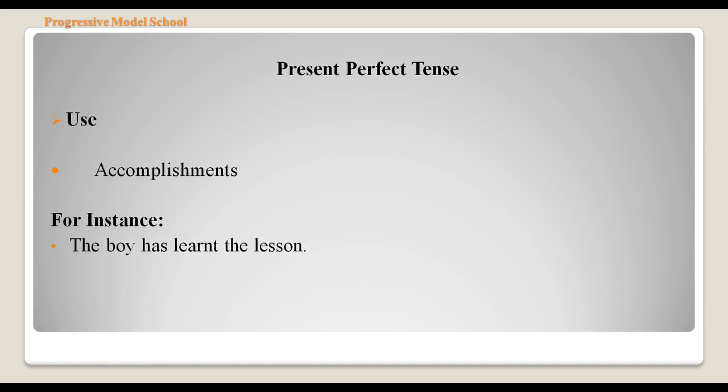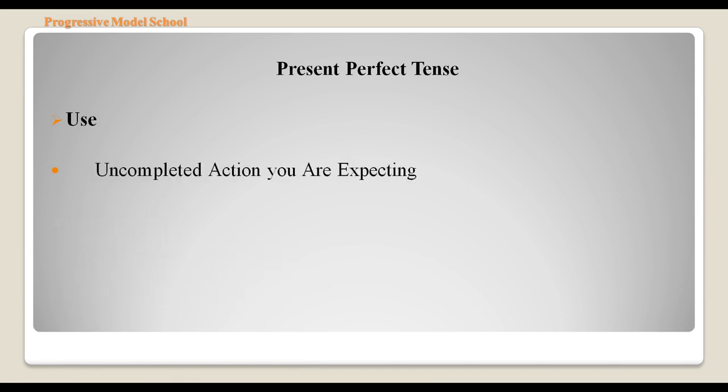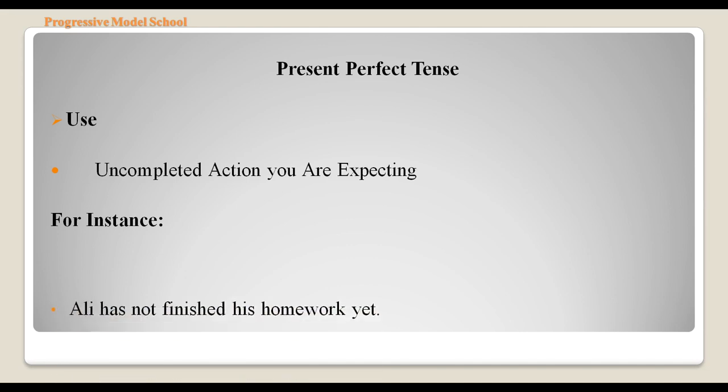For example, the boy has learned the lesson. Man has walked on the moon. Have you finished your work? Now let's move towards our next use of the present perfect tense. We often use the present perfect to say that an action which we expected has not happened. Using the present perfect suggests that we are still waiting for the action to happen. Let me make it clear by the examples.